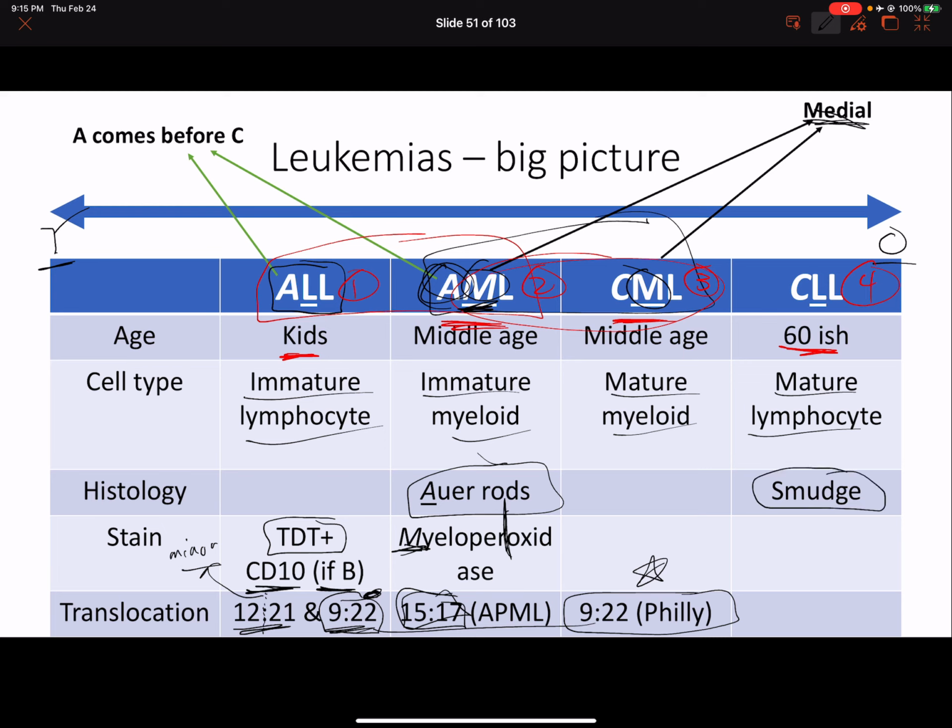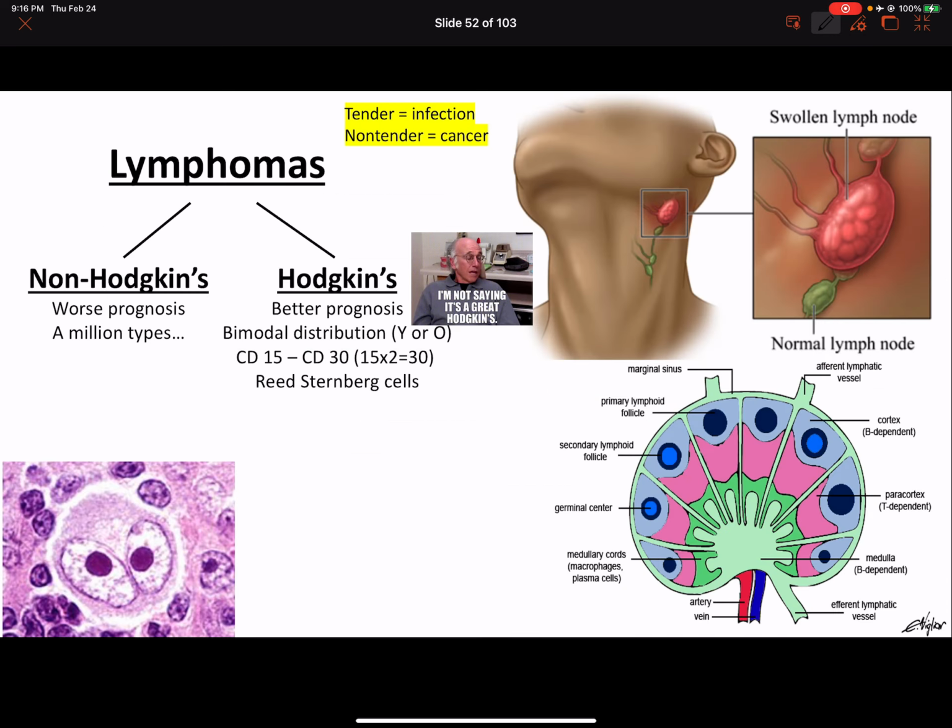Lastly, the smudge cells are going to be shown on the CLL. But again, these are the main four. We also have hairy. So hairy is going to be mature B cells. Specifically for the histology, you look for the hair-like projections, and for the staining, you look for TRAP.